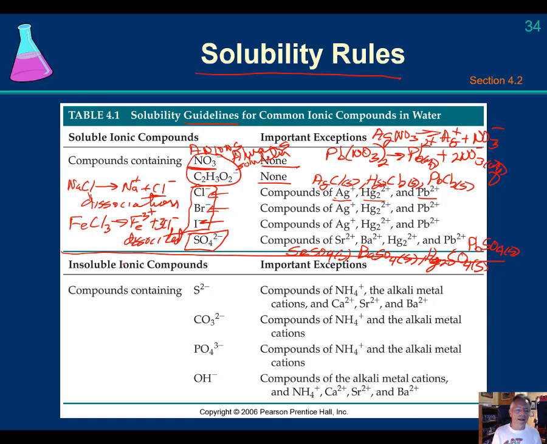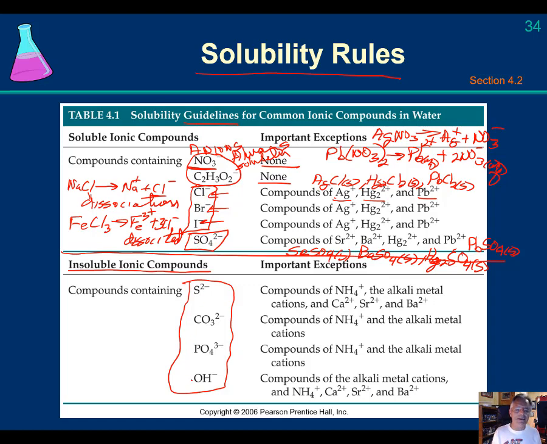Let's take a look at insoluble ionic compounds. These are ionic compounds, and we're looking again at the anions. These are mostly the insoluble anions. Anions that you put with metals tend not to be soluble. That's different from the top half, where these are anions that you put with most metals and they tend to be soluble.